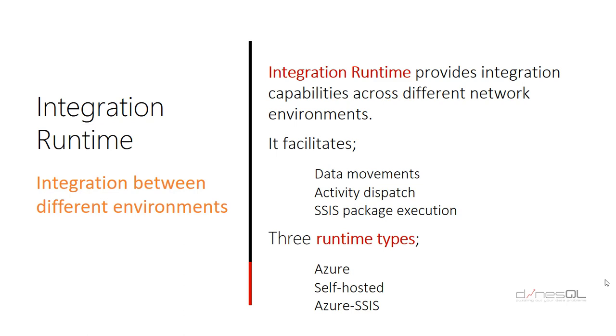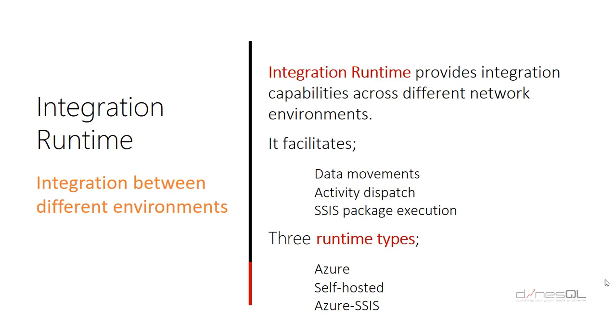There are three types of integration runtimes: Azure, self-hosted, and Azure SSIS. Azure type can be used only in public network, and it can be used with data movement and activity dispatch capabilities. Self-hosted is used with both public and private networks, and it can be used with data movement and activity dispatch capabilities. The last one, Azure SSIS type, is also available for both public and private networks, but only with SSIS package execution capabilities.